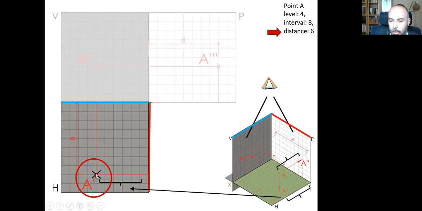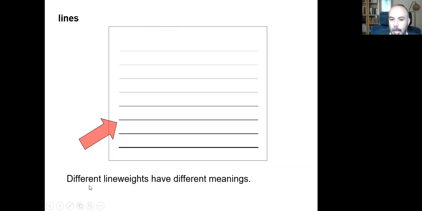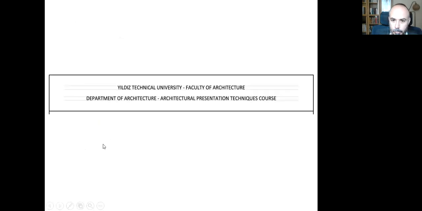I can draw a cross like this, but please remember that we talked about this last week. There are different line weights, and each line weight has a meaning, and we need to use this type of line weight, the one in the middle, not too dark, not too gray, not too thick, not too thin, the one in the middle. And we are going to write A prime on our paper.